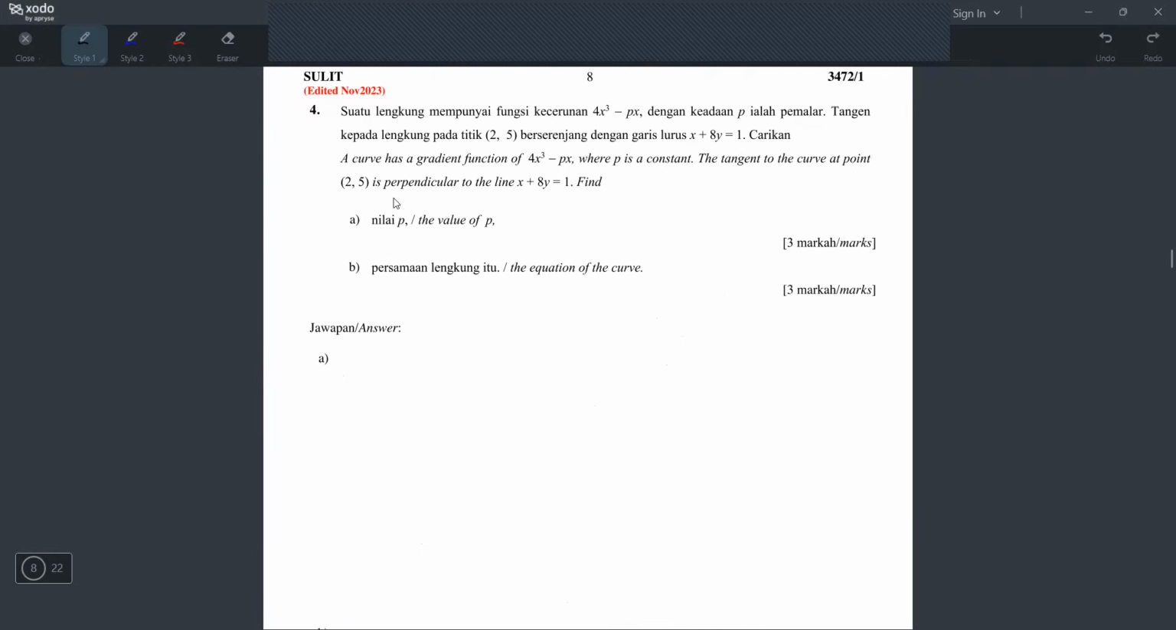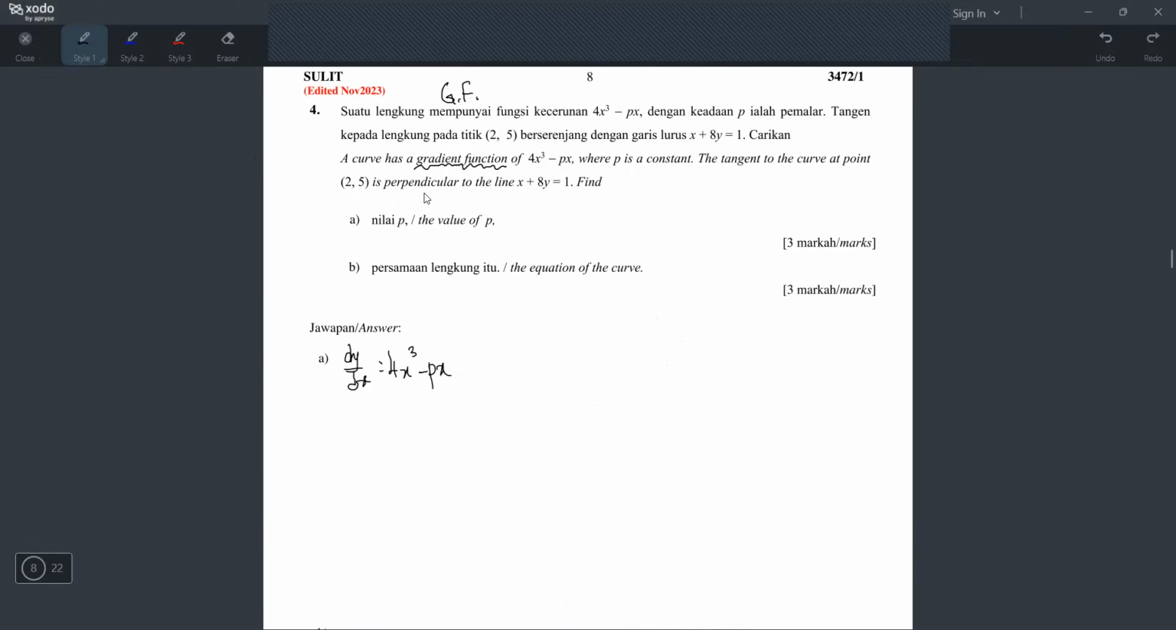Okay, let's continue with number 4, right? So let's read the question. A curve has a gradient function. Take note, this word is very important. Gradient function, I taught in class before, right? It's called GF, gradient function. And what is GF? The dy/dx. So if they say the gradient function is this, it means dy/dx equals 4x power 3 minus px. So it's very obvious that this one is the differentiation chapter.